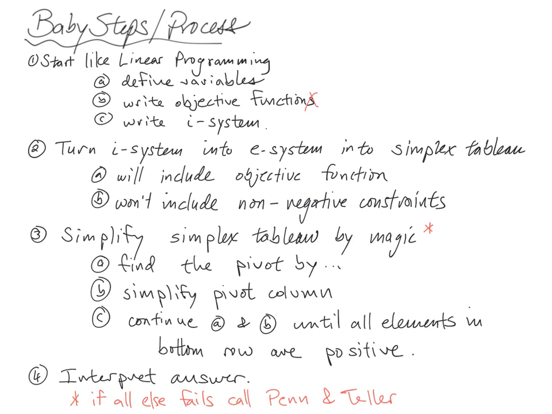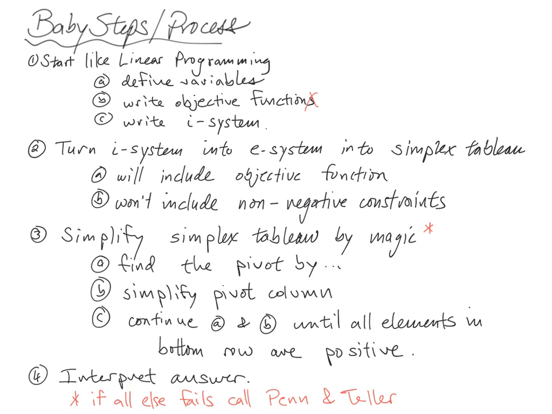When we first start out, we write our objective function first, and that is already going to be an equation. So the objective function will be included in the E system and the simplex tableau, but it's clearly not going to be part of the I system because it's not going to be an inequality. But when we convert from the I system to the E system, we will not include the non-negative constraints. So we will leave the non-negative constraints out of the E system and the simplex tableau, but we will include the objective function in the E system and the simplex tableau.